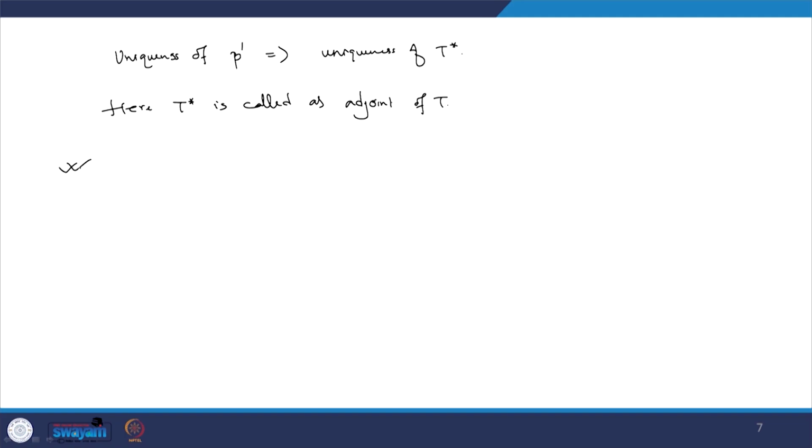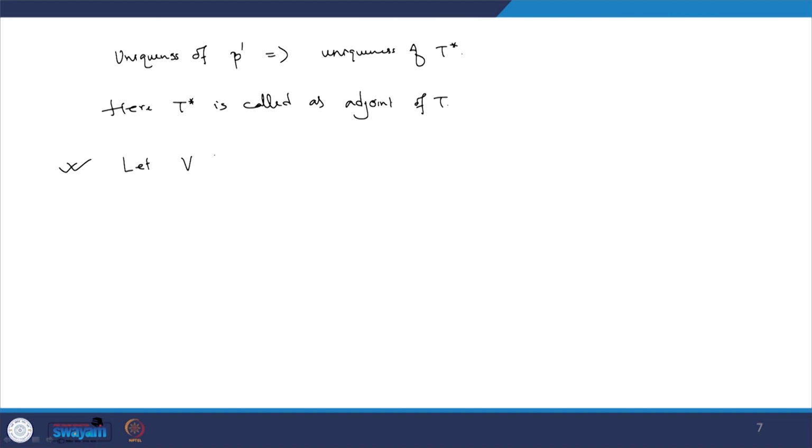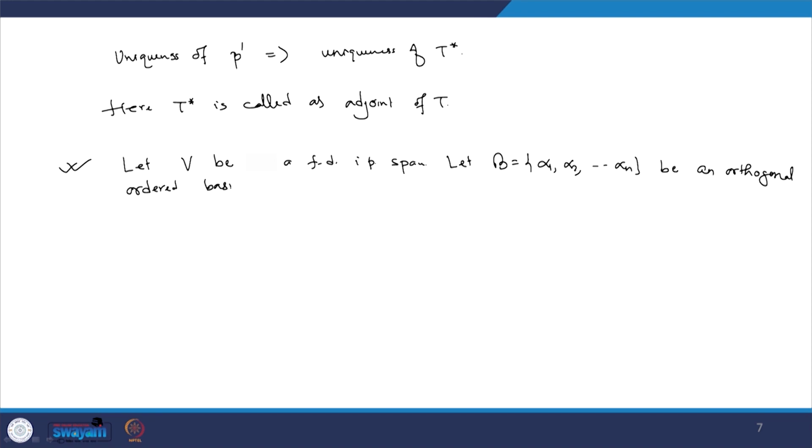Now, let us see what will be the matrix representations of linear operator T and T star with respect to some orthogonal ordered basis on the space. Let V be a finite dimensional inner product space. Let alpha 1, alpha 2, up to alpha n be an orthogonal ordered basis for V. Let T be a linear operator on V.